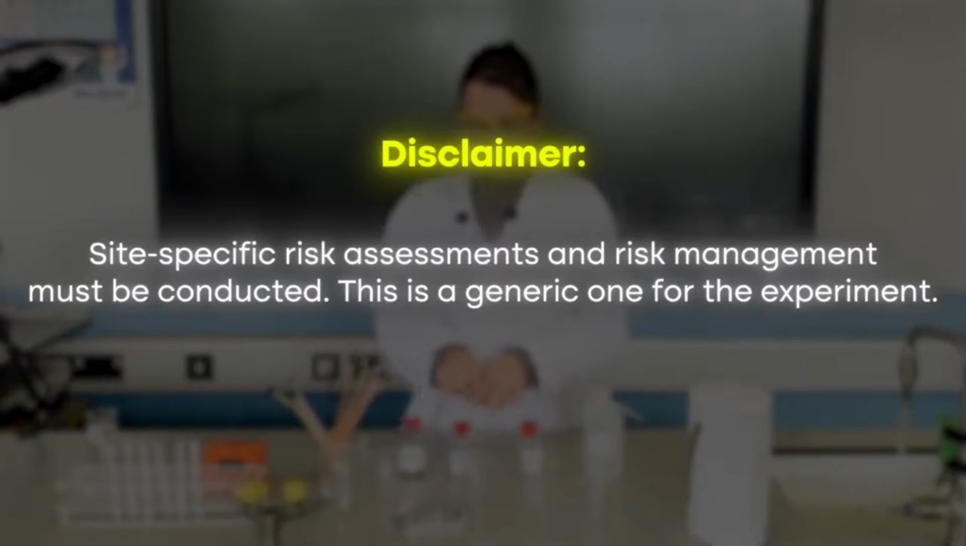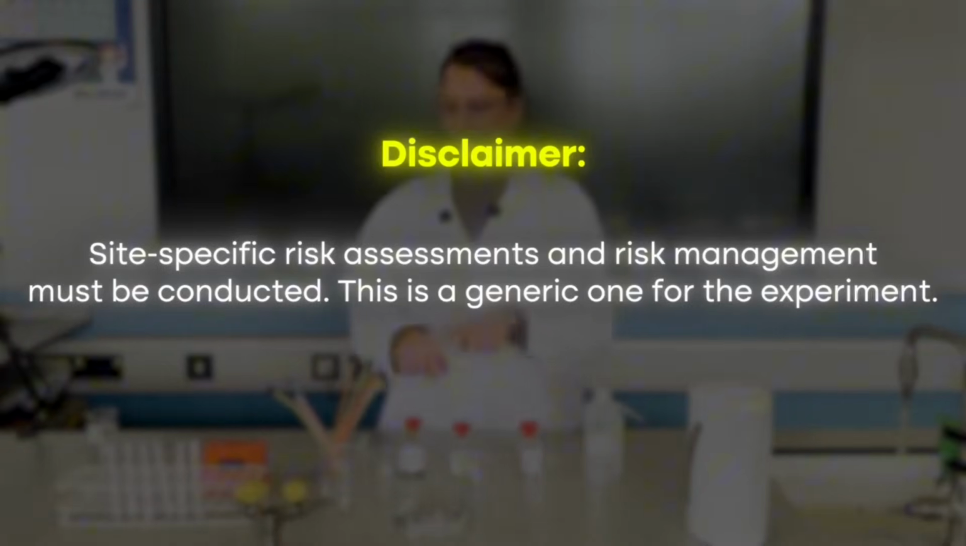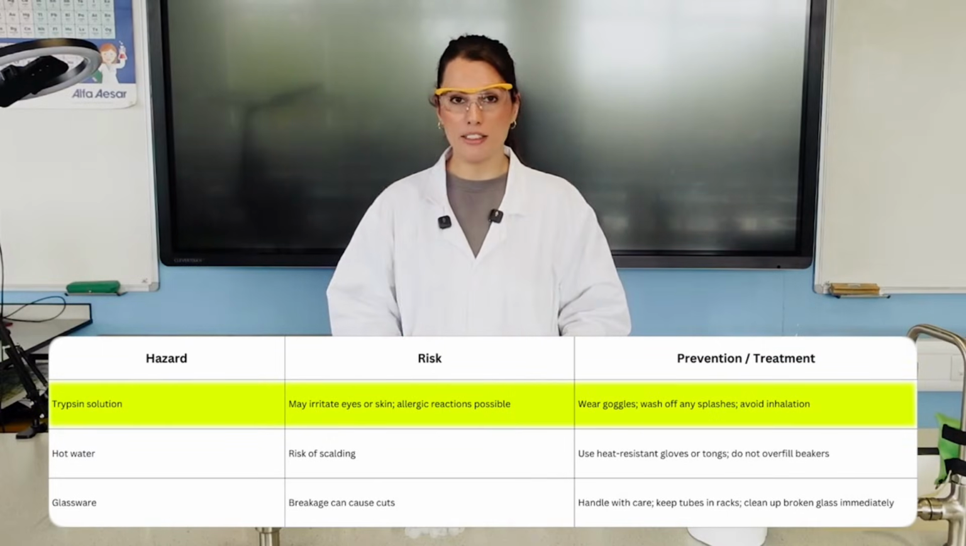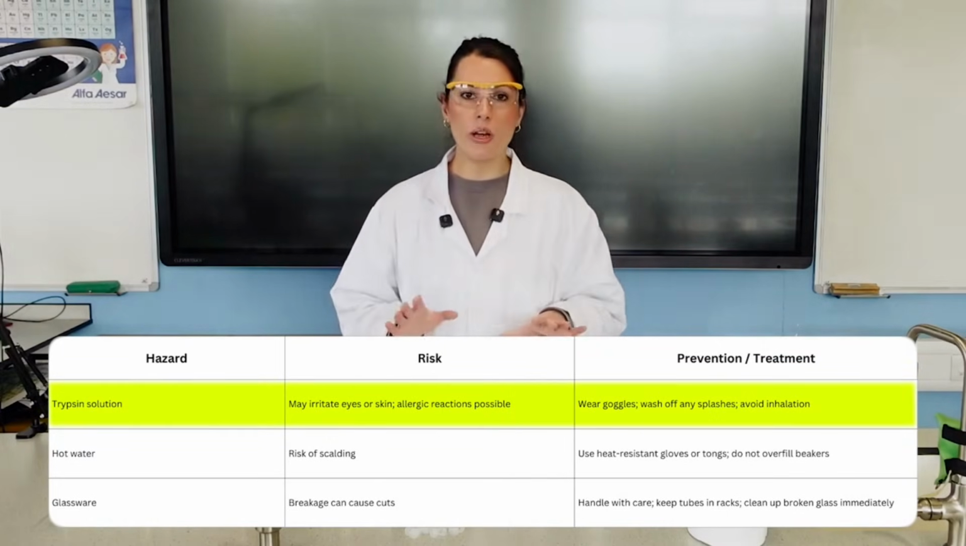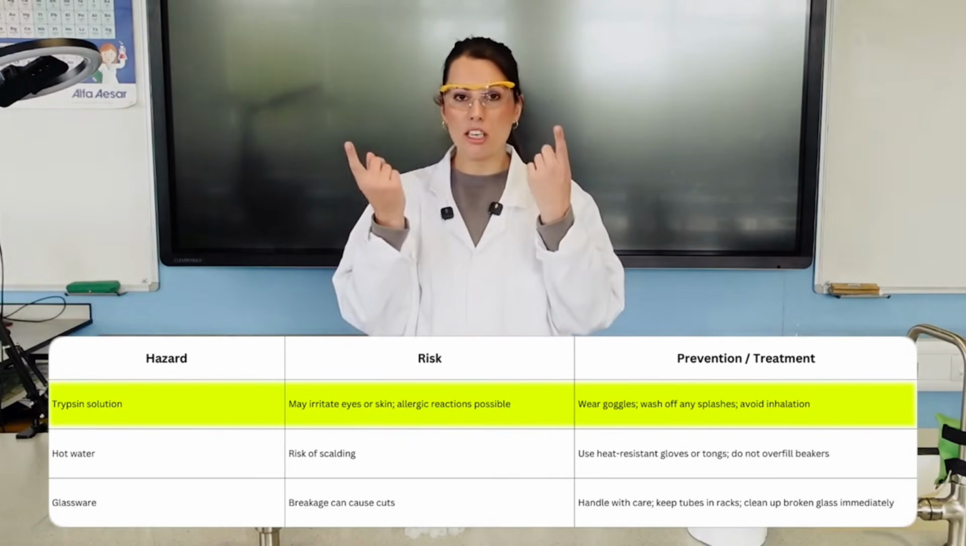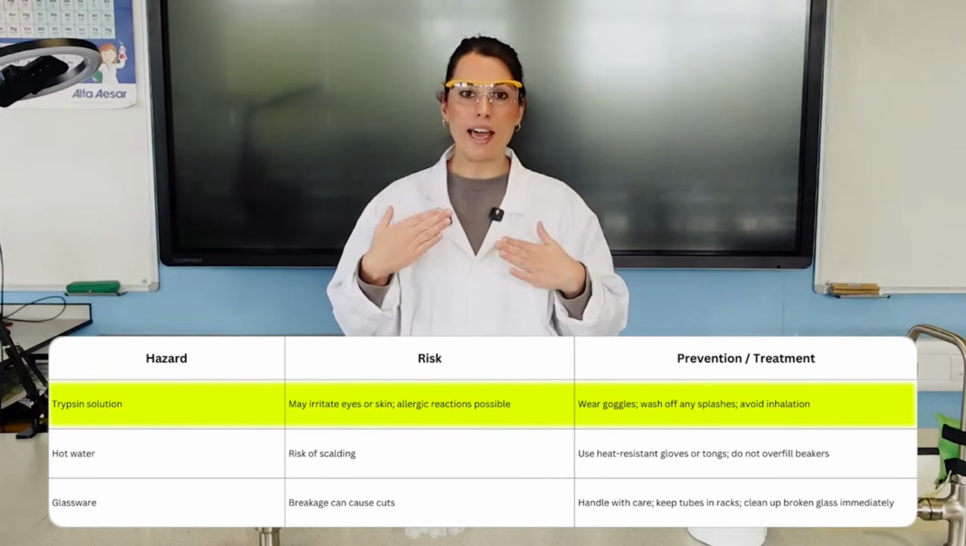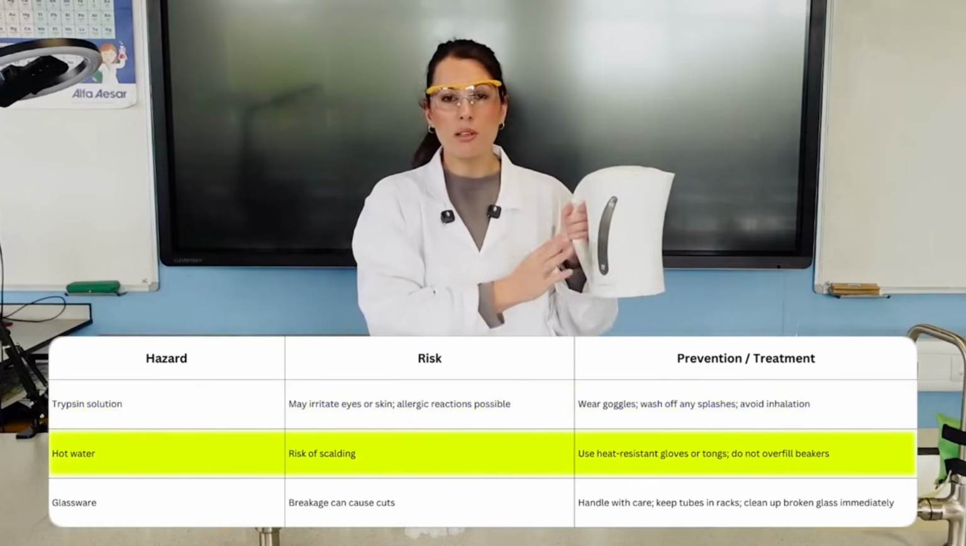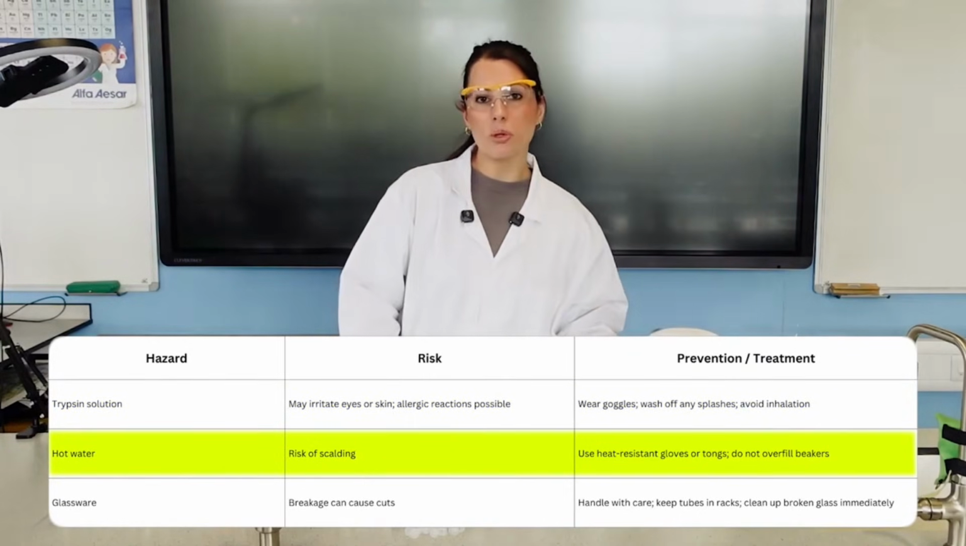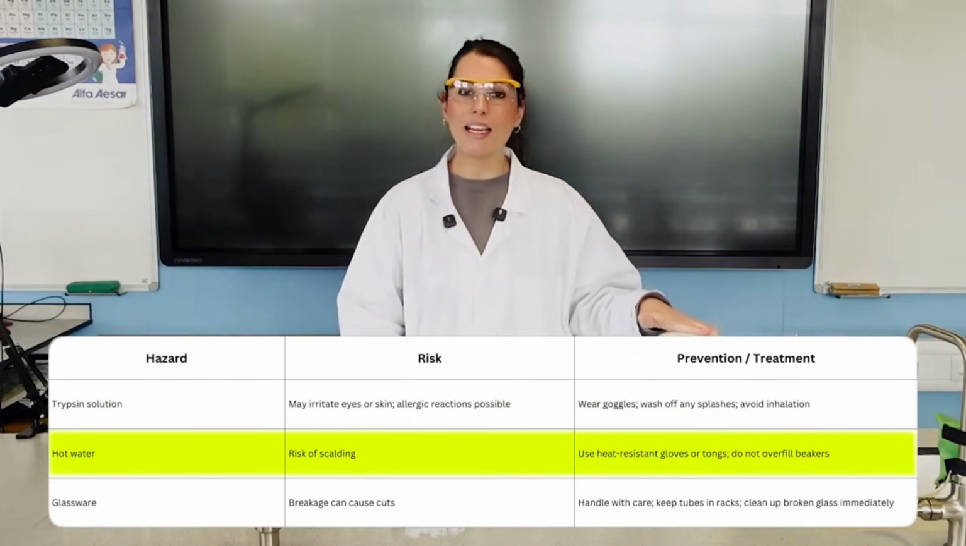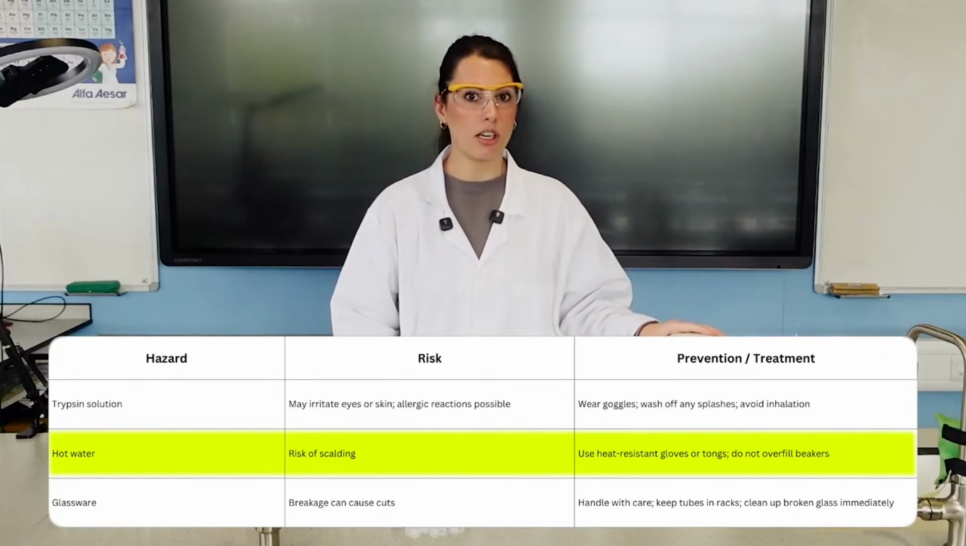So the risk assessment for this Required Practical. First of all, we are using different pH buffers and we're using our trypsin, both of which could be an irritant. So if you do get it on your skin, wash your hands straight away. And we're going to be using goggles as well to protect our eyes. To create the water bath, we are going to be using a kettle of hot water. So students need to make sure they're handling that with care to prevent scalding themselves.